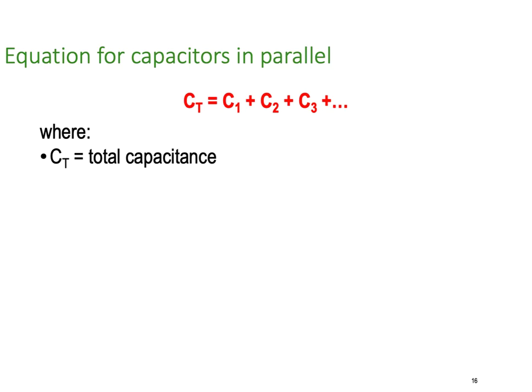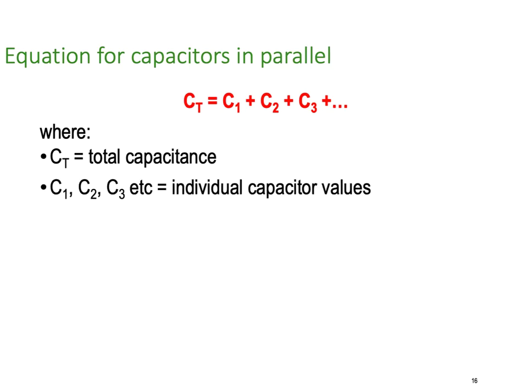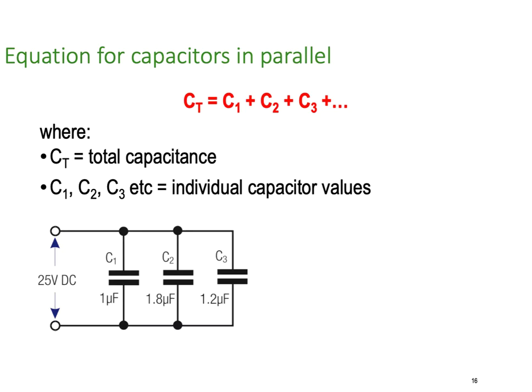So C is total capacitance, C1, C2, C3 are the individual capacitance values, and here we have an example. C total is 1 microfarad plus 1.8 plus 1.2, giving us a total of 4 microfarads.